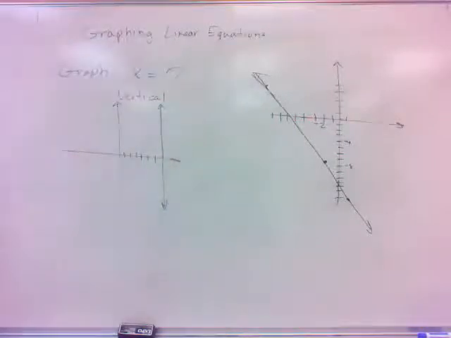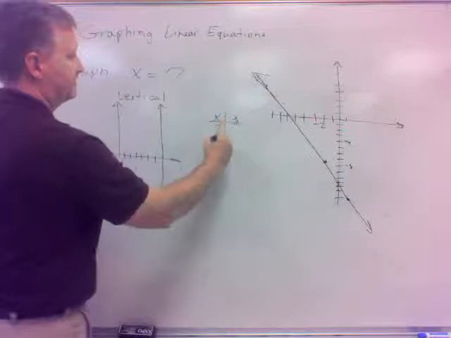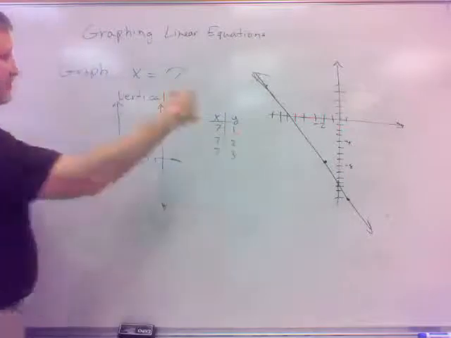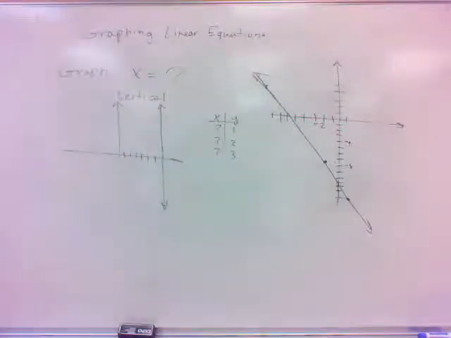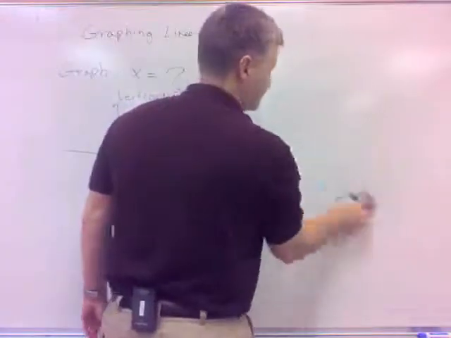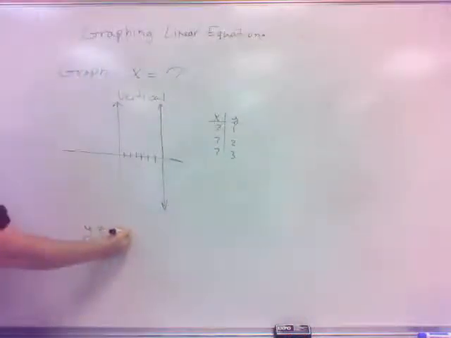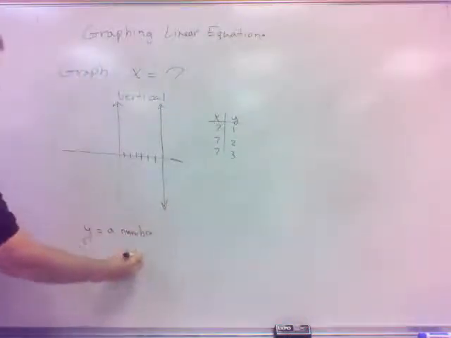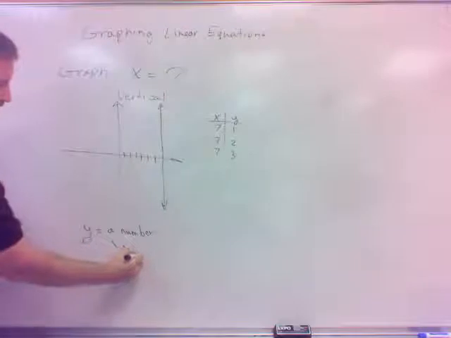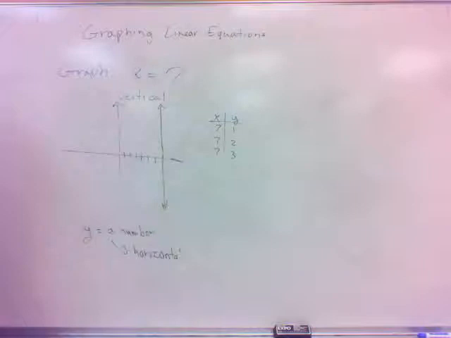To graph, if you forget, just think about the table. That's saying the x value is always 7. So whatever the y is, x is 7. Okay, and that'll line up vertically. Of course, the flip side of that, y equals a number, would be the horizontal counterpart, right? X equals a number is vertical, y equals a number is horizontal.